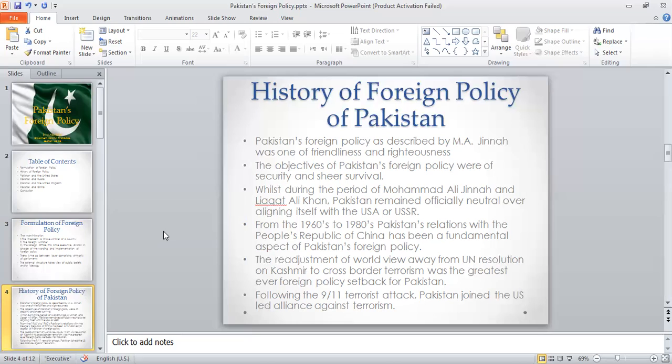When 18 years later Pakistan took back this strategic position, it led to a disaster in which international opinion went against Pakistan. The readjustment of worldview away from UN legislation on Kashmir to cross-border terrorism was the greatest ever foreign policy setback for Pakistan. Following the 9/11 terrorist attack, Pakistan joined the US-led Alliance Against Terrorism.